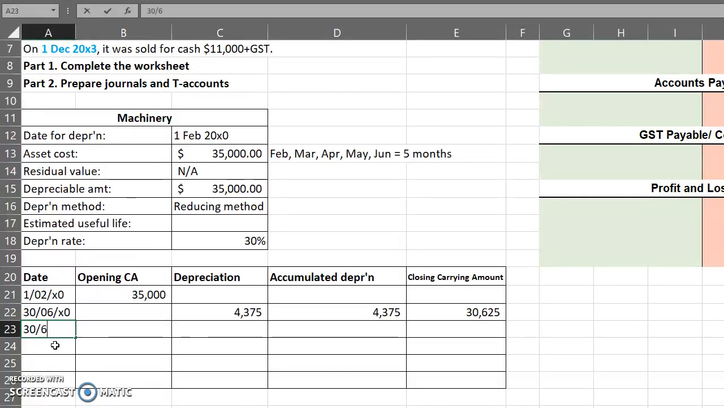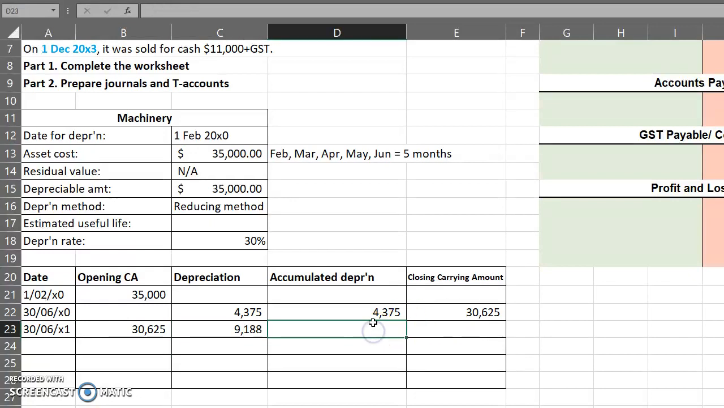Moving on. Next financial year, 2001, June. Okay, we're running depreciation for the whole year again. This time, we need to depreciate 30% of the opening carrying amount, which is the same as closing last year. So depreciation will be 30,625 times 30%. We don't have to divide by 12, simply because it's depreciation for the whole year.